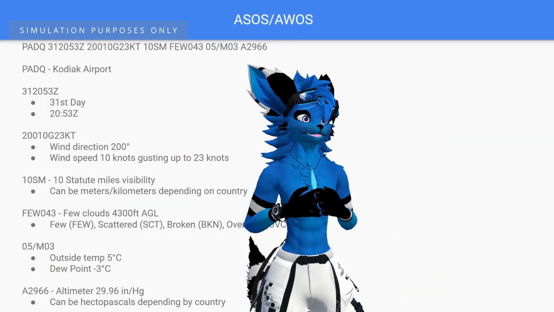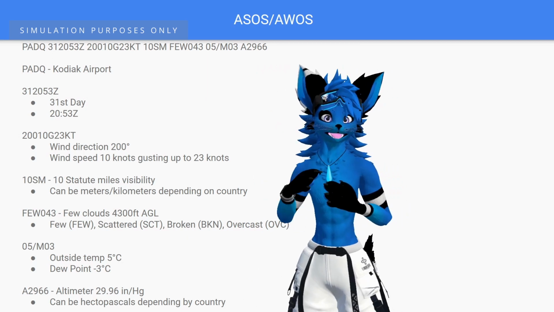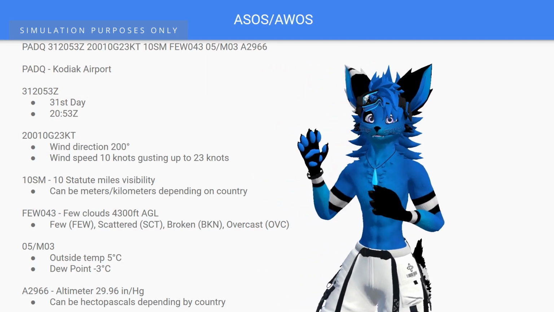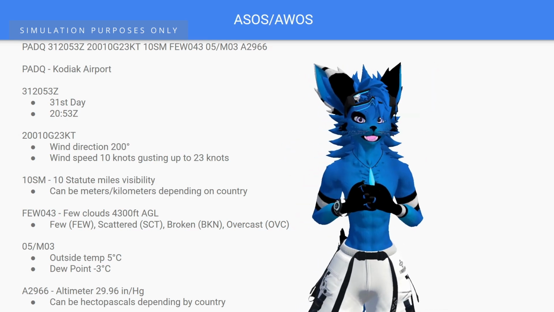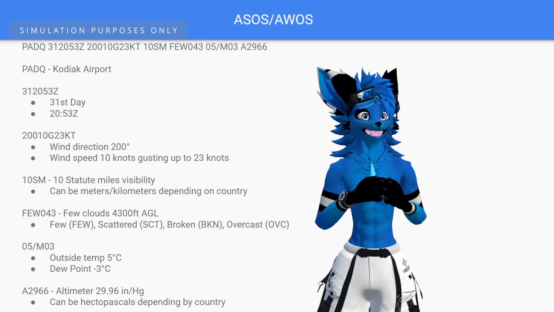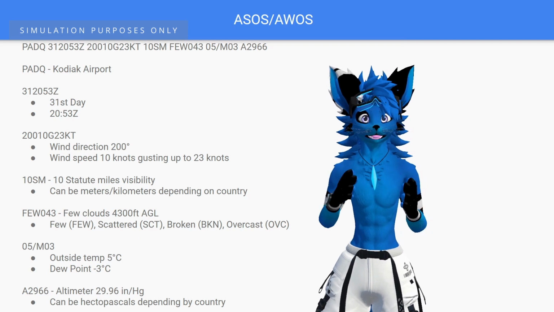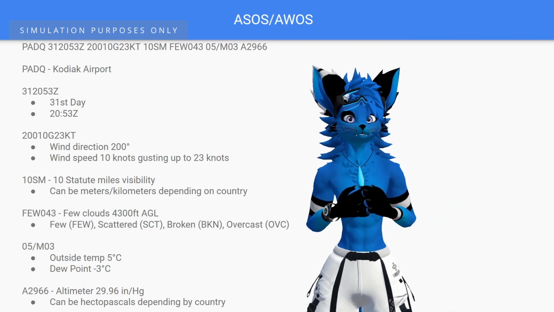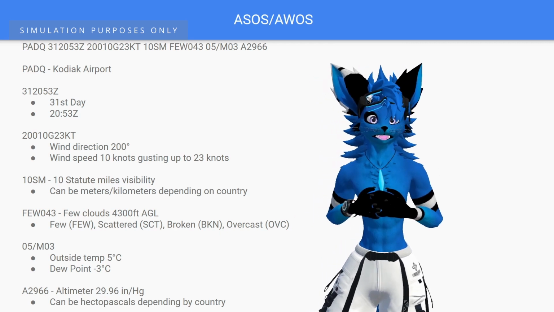So first, let's start with a METAR format. This is it right up at the top of the screen. If you've never seen something like this before, you're going to see it's in a weird sort of format. We're going to break it all down right now. At the very beginning, we have the identifier for the airport that the weather observation is for. The observation is for PADQ, which is Kodiak Airport in Alaska.